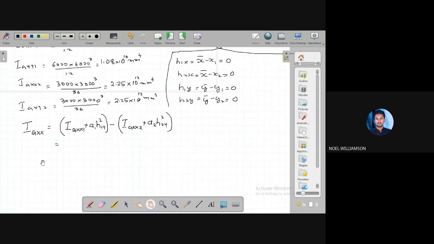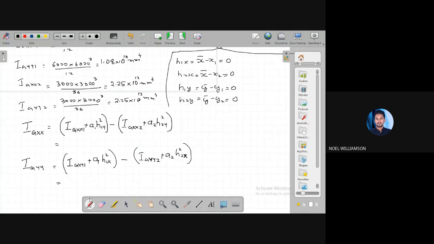And similarly, IgYY is the moment of inertia of the whole section about the centroidal y-axis, which is equal to moment of inertia about the centroidal y-axis of section 1 plus area of section 1 into h1x square minus IgYY2 plus A2 into h2x square.